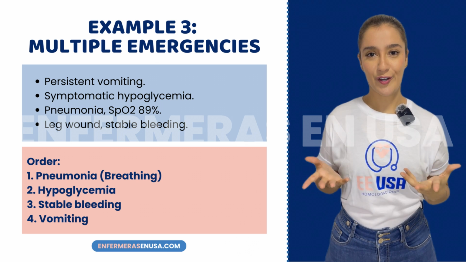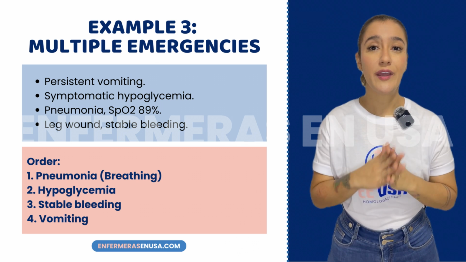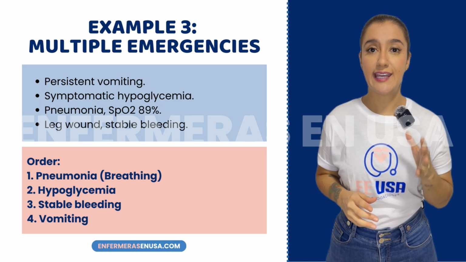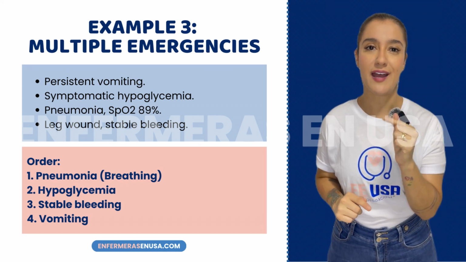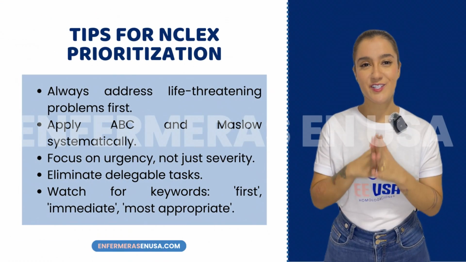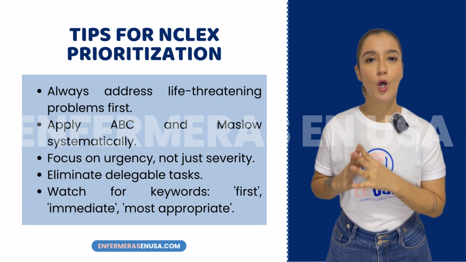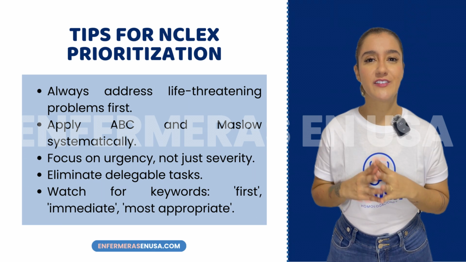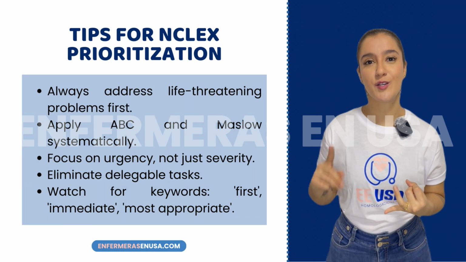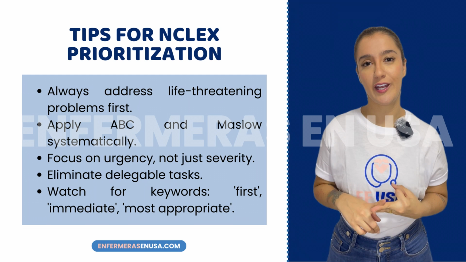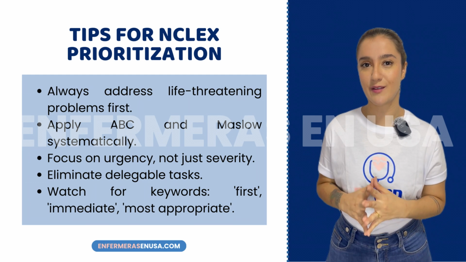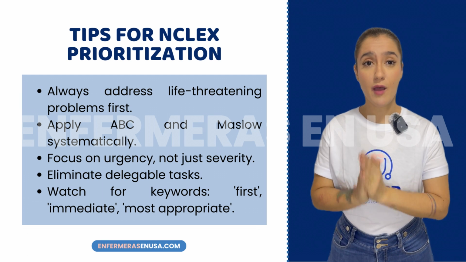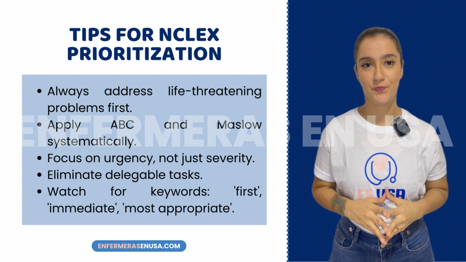Do you notice the pattern? Every time we prioritize, we identify what threatens life most immediately. And almost always the key is to return to the ABC and Maslow pyramid. Let's see the strategies for the exam. Always identify life-threatening conditions first. Use objective data. Oxygen saturation, blood pressure, and respiratory rate are more reliable than subjective symptoms. Do not confuse pain with urgency. Pain must be managed, but is rarely the first priority.